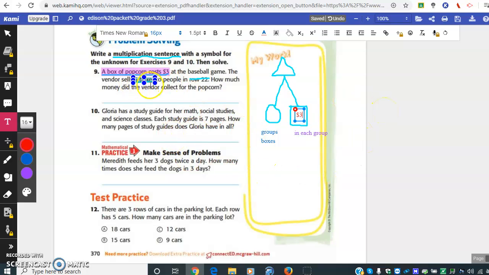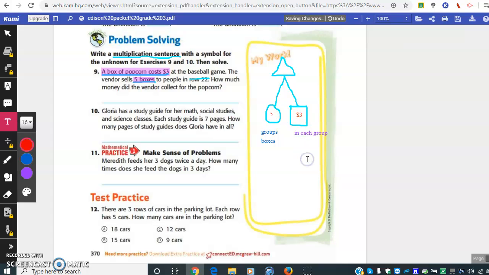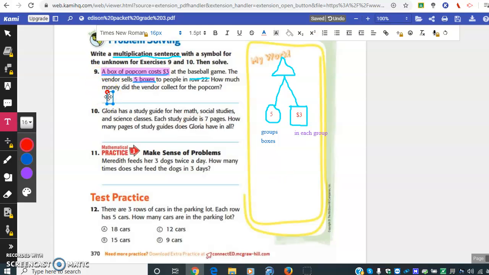I have 5 boxes and my boxes are my groups, so I'm going to put those here. There are 5 boxes, and now I just need to find out how much money was spent in all. When I know the 2 smaller numbers, the factors, and I need to find the product, I multiply. So I'm going to take 5 groups, or 5 boxes, and each box cost $3 for a total of $15. All right, so there's my work for the problem, and here is my multiplication sentence.